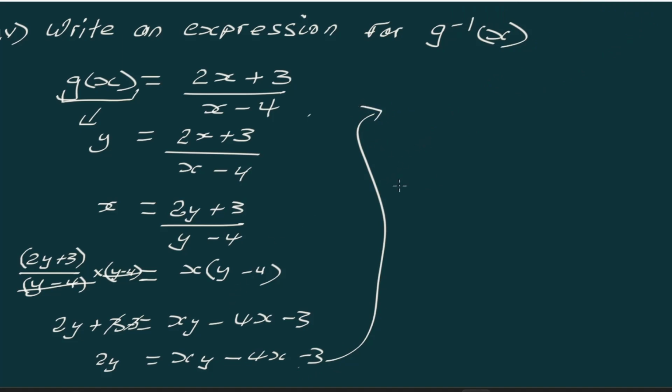Now having done that, I want to collect all the y's on one side of the equation. So I have 2y. I'm going to minus xy on this side of the equation. So that will eliminate the xy. And when you do that on one side, you also do it on the other side of the equation.